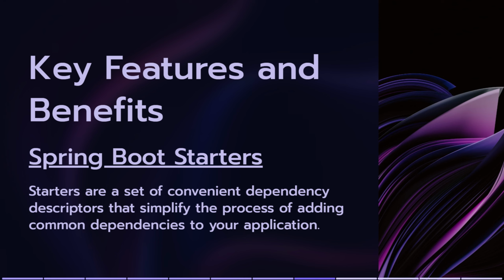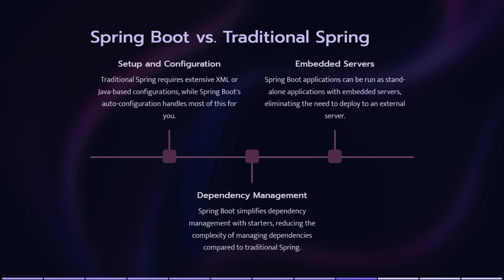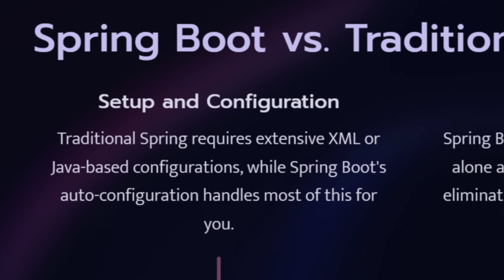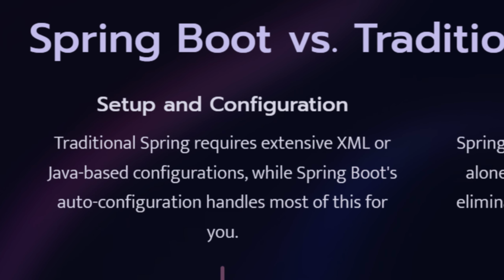Now let's compare Spring Boot with the traditional Spring and understand the key differences between these two approaches. In traditional Spring applications, setting up and configuring involves a lot of XML or Java-based configuration. Developers are required to manually wire the dependencies, configure beans, and define various aspects of the application's behavior. This process was time consuming and error prone, especially for large and complex projects.